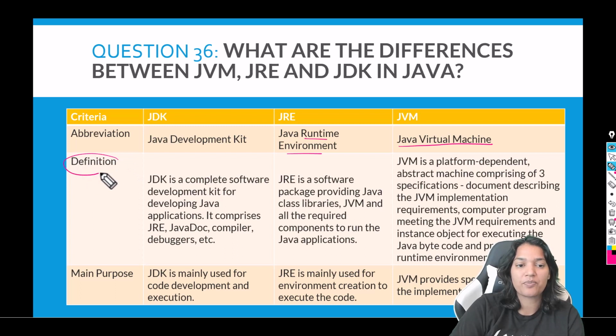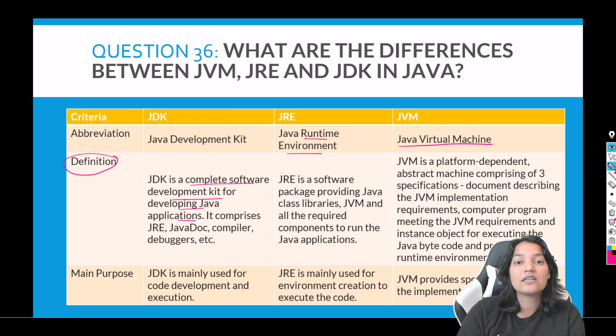What is the definition? So JDK is a complete software development kit for developing Java applications. So if you are building a Java application, you need the whole development kit because you will be writing code. You will also be executing the code. You will compile the code. You will debug the code, right? So all that is needed. That is what JDK contains. JDK is a big kit that contains everything. It's a whole package that is needed if you are developing your own Java application. What all is included in JDK? It consists of JRE, Javadocs, compilers, debuggers, etc.